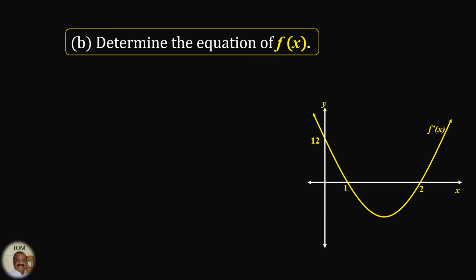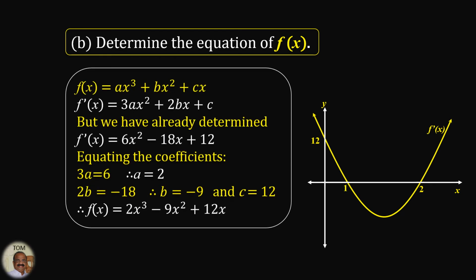Moving on to question b. The same graph. What is our question? Determine the equation of f of x, the cubic function. F of x is ax cubed plus bx squared plus cx. F dash x, we find the derivative of the cubic function. We know that it is 3ax squared plus 2bx plus c. But we have already determined f dash x in the previous question A. We got f dash x equal to 6x squared minus 18x plus 12.